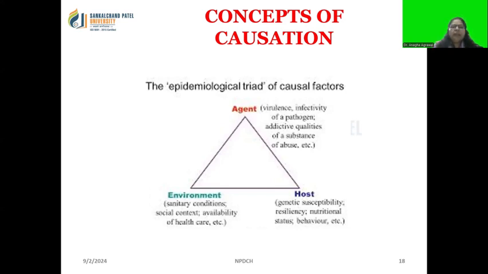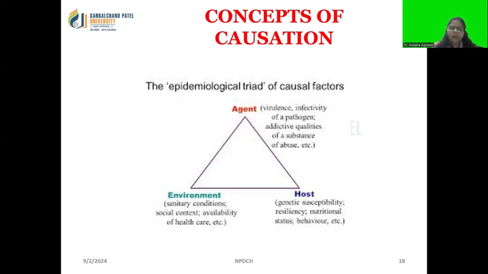Second is environment. So environment is the area or the setting which will allow that agent to come into contact with the host and interact with the host to cause some problem to the host. So that is the environment. We call it a conducive environment, which will lead to disease formation in the host.